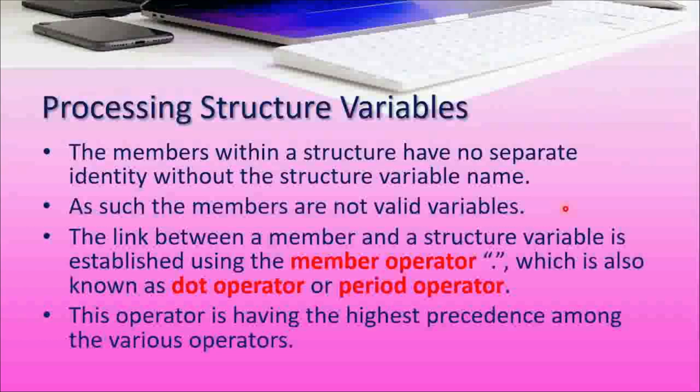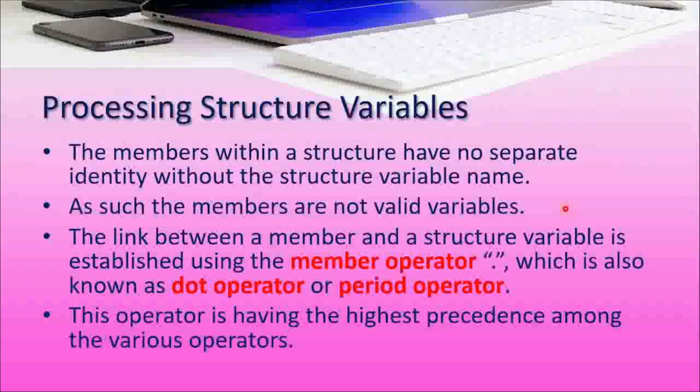These are the 4 members within the variable book 1. In order to access these members, you have to use the variable names also. The link between the member and a structure variable is established using the member operator. That member operator is dot.